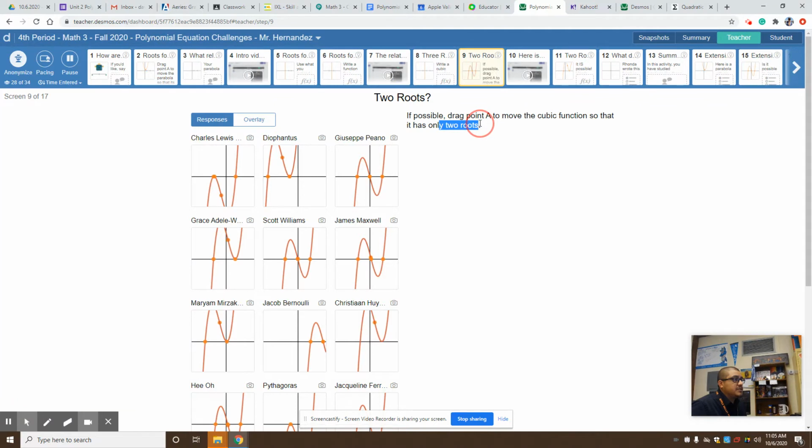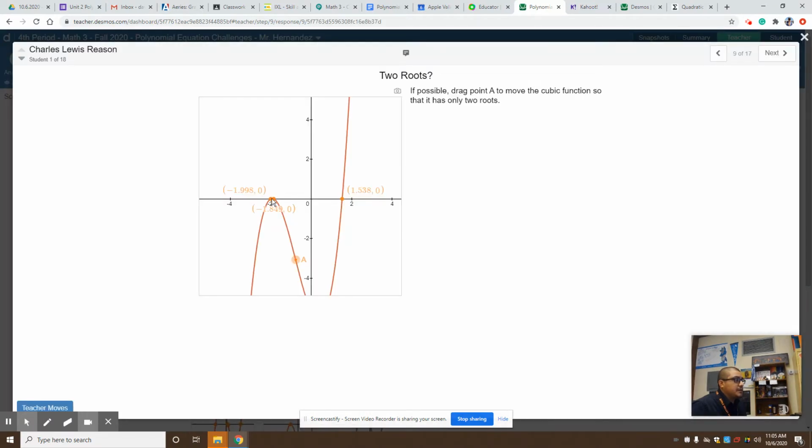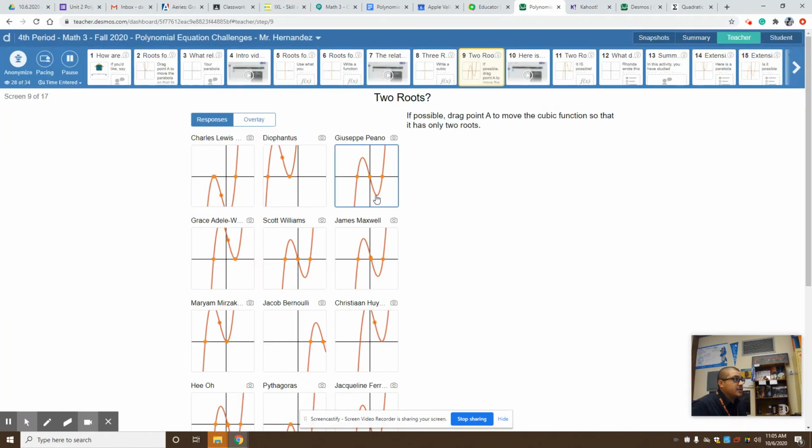So that really means 2 x-intercepts, right? So here it looks like it still has 2. There's 1, 2 x-intercepts. If the graph was a little bit too high, like this, see, there's 1, 2, 3 x-intercepts. But yes, it is possible to have 2.